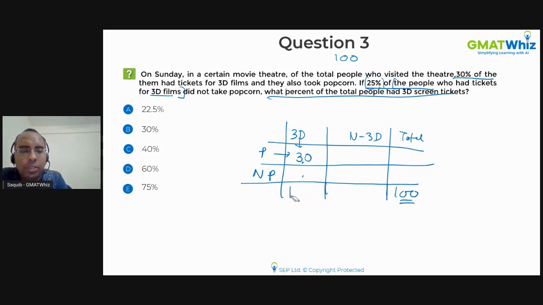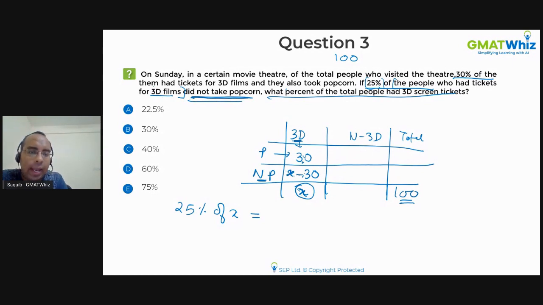So what you can do is assume this to be something. Let's say you assume this to be X. So this is the total number of people who are watching a 3D movie. So how many of them are watching 3D and not having popcorn? If total is X and 30 have popcorn in 3D, then whatever is remaining must be the number of people who are watching 3D but not taking popcorn. Now, 25% of people who had tickets did not take popcorn. How many did not take popcorn? X minus 30 people did not take popcorn. Okay, this is the equation.